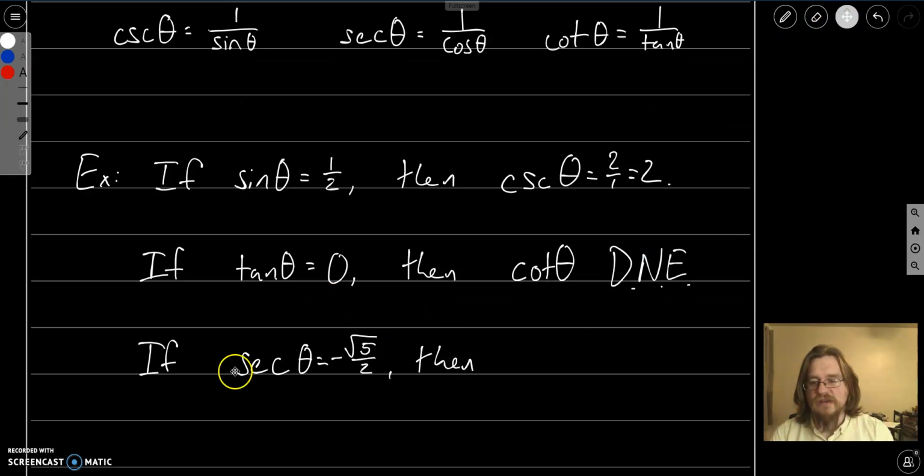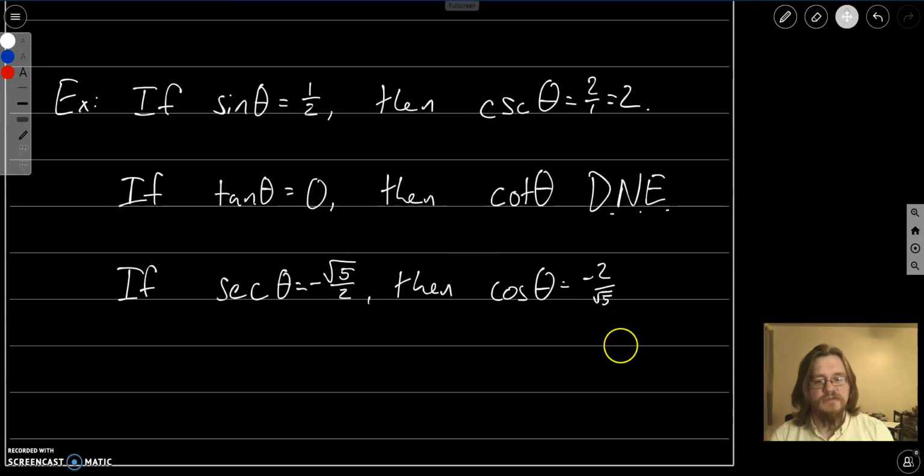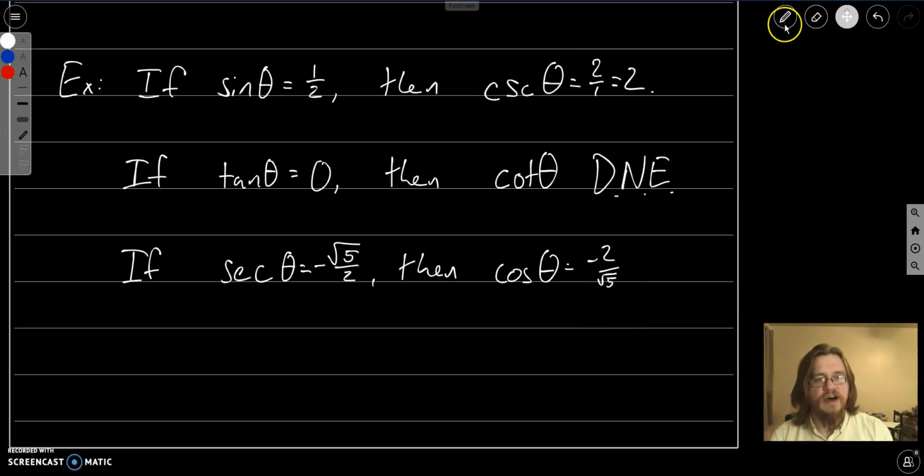And then lastly, if we look at the secant, the secant is going to be the reciprocal of cosine, and so this means that the cosine of this angle, whatever this angle happens to be, is -2 over root 5. Now, this textbook and MyLab don't necessarily like having radicals on the bottom of the fraction, so they would prefer for us to get rid of the square root of 5. This is a fairly simple process.